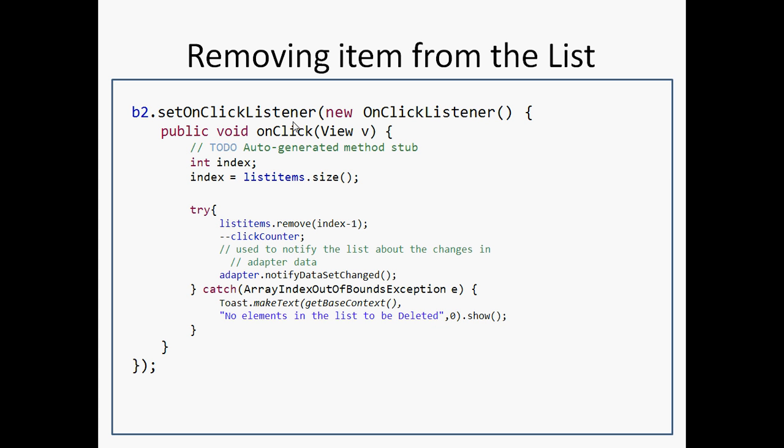So for passing the index, what will you do? You will get the size of that array list. How can you get the size of that array list? By calling the size method. It will return the size of your array list. So for removing the last item from the array list, you will be passing the last index. So I will pass size minus 1 as the index, and I will call the remove method. After this, your array list is updated. Now you are going to refresh your adapter, so for that you will be calling notifyDataSetChanged.